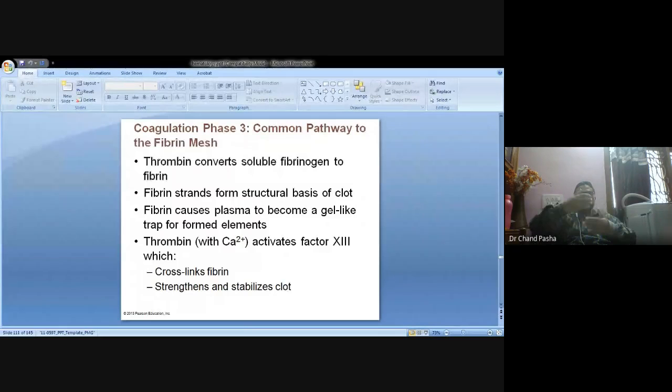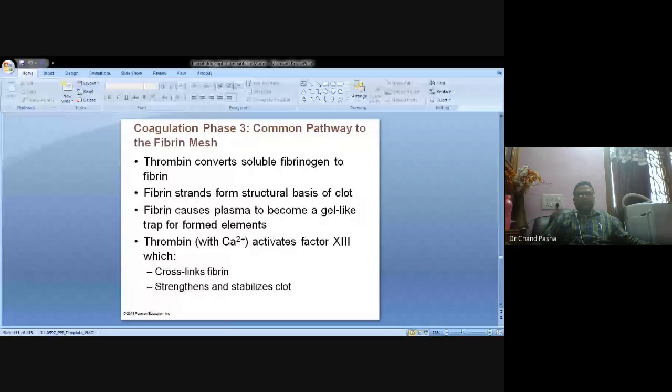They will be meshing, like a cloth. They will be making a cloth-like, mesh-like structure over there. In between, the platelets, RBCs and WBCs will be captured, so that the clot is formed. And fibrin causes plasma to become a gel that traps the formed elements.